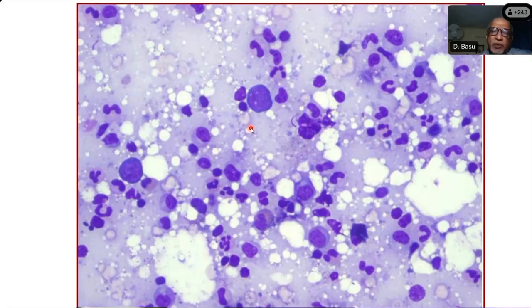So roughly, if you were to see this in all the slides, what would your ME ratio be? Myeloid to erythroid ratio? Myeloid is higher in the myeloid to erythroid ratio. Myeloid has a higher ratio than erythroid, sir. Yeah, that's right. Normally, what is the ME ratio?